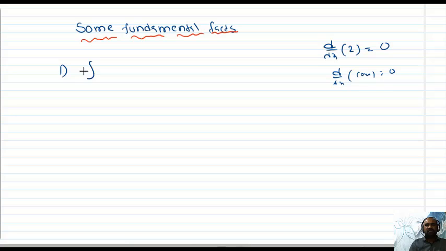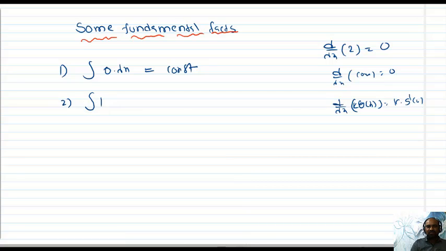First one, integration of 0 dx with any variable is equal to a constant. This is one thing. Second thing, d by dx of k into g of x is k into g dash of x. Just like here also, the integral of k into f of x dx is the same as k into the integral of f of x dx. Okay.